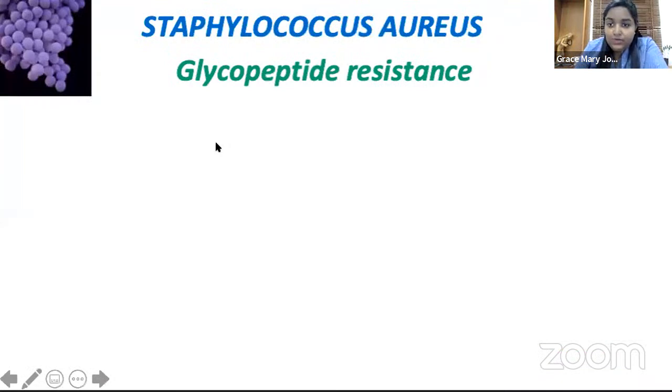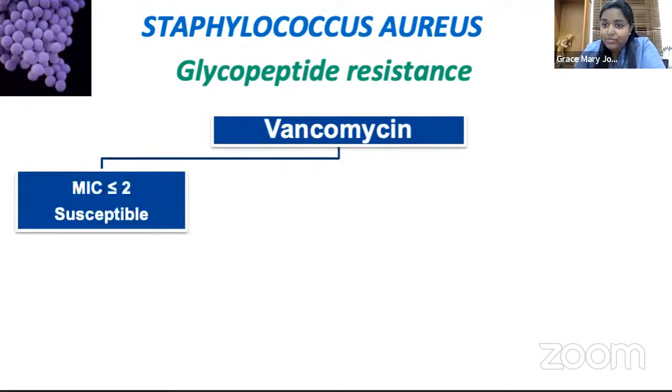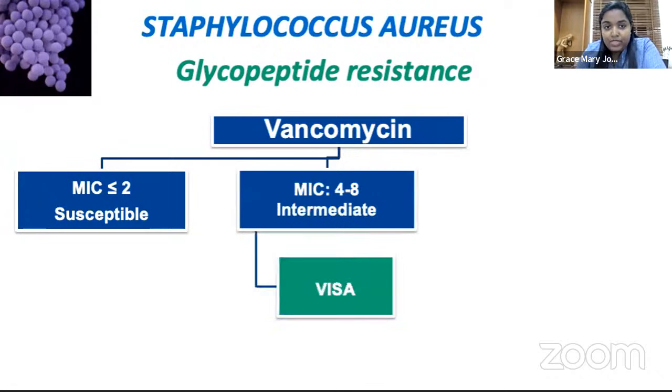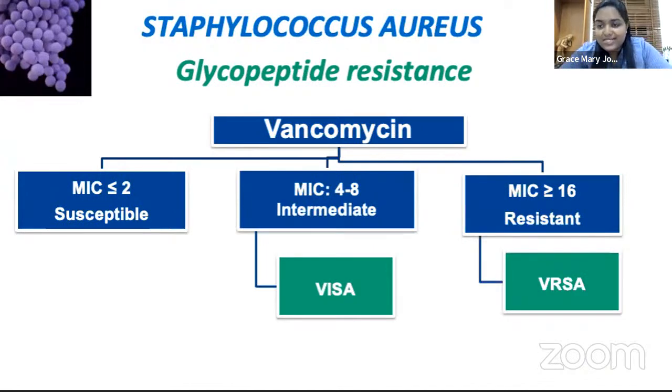Coming now to the glycopeptides, because whenever you have an MRSA infection, your drug of choice is vancomycin or your glycopeptides like teicoplanin or vancomycin. So what causes resistance to vancomycin? For Staph aureus, an organism showing a vancomycin MIC of less than or equal to 2 is considered susceptible, from 4 to 8 is considered intermediate, which is the vancomycin-intermediate Staph aureus. And if it's more than 16, it is resistant, which is the vancomycin-resistant Staph aureus.